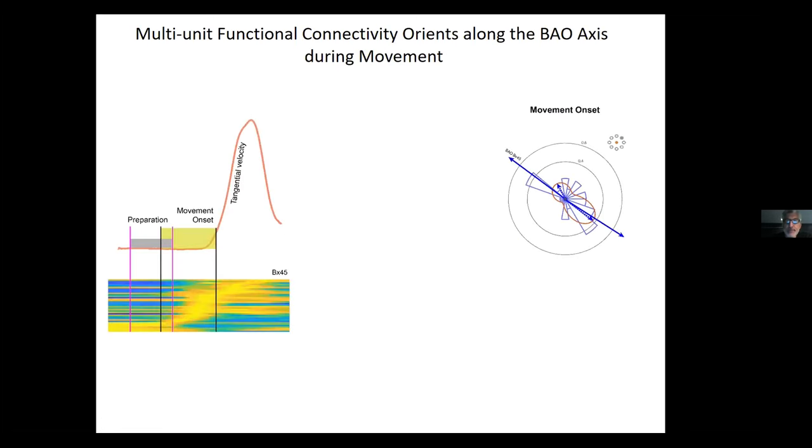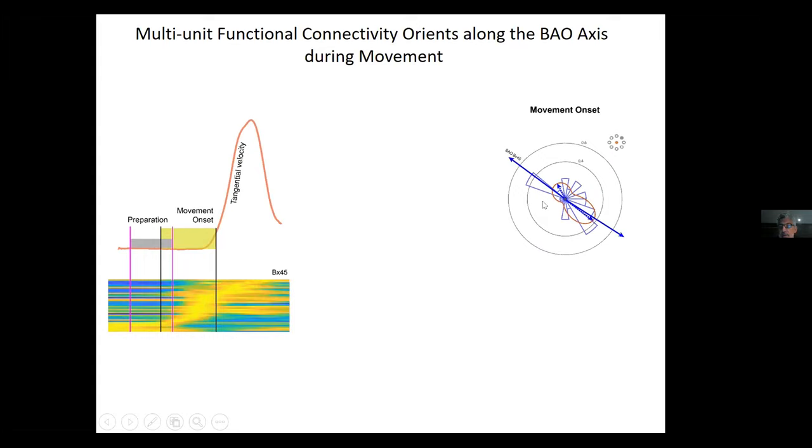Okay, so let me show you some real data. This is now just a simple reaching movement to a single movement direction. Here's a representation of the tangential velocity of the arm. These are the units we recorded, and these are actually multi-unit activity, not single units. We didn't focus on careful spike sorting, just threshold crossing recordings. We then applied that functional connectivity analysis and measured the distribution of oriented connections across the cortical surface. That's what's plotted on the right here.